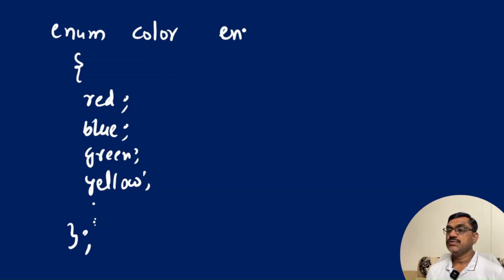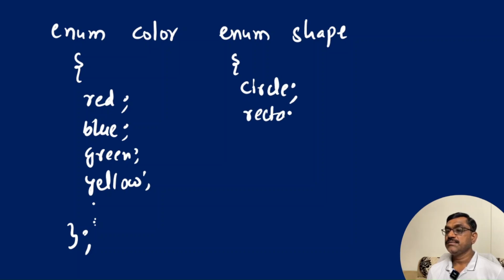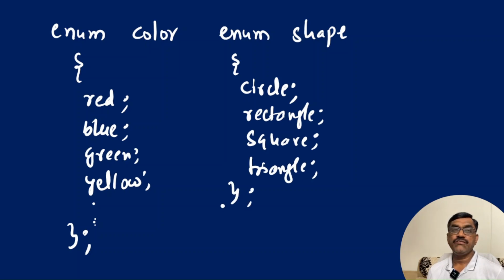Not only this, we can use enum with the name of the enumeration as shape. For this, I can use the first member name as circle, the second one as rectangle, and next we can take square, and triangle. So like this, we can give any different enumeration type.